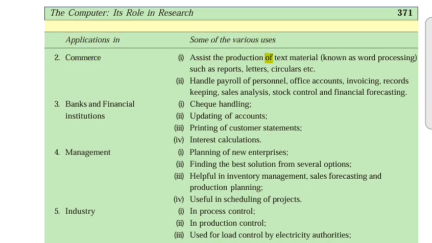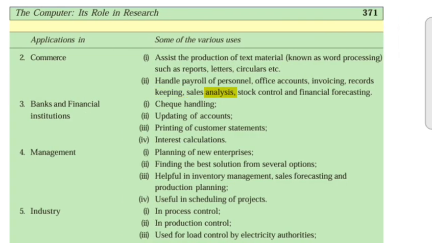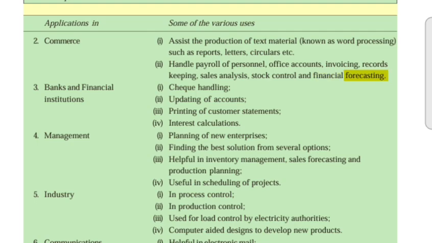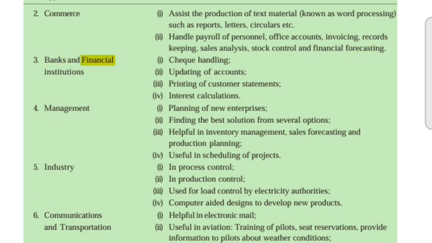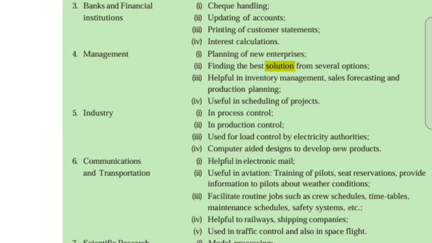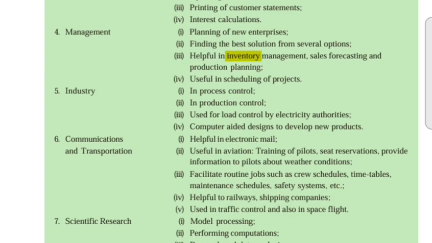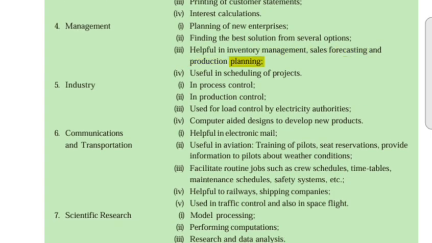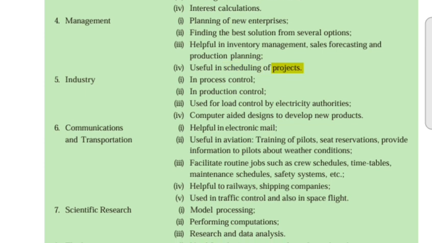2. Commerce. I. Assist the production of text material known as word processing, such as reports, letters, circulars, etc. II. Handle payroll of personnel, office accounts, invoicing, records keeping, sales analysis, stock control and financial forecasting. 3. Banks and financial institutions. I. Check handling. II. Updating of accounts. III. Printing of customer statements. IV. Interest calculations. 4. Management. I. Planning of new enterprises. II. Finding the best solution from several options. III. Helpful in inventory management, sales forecasting and production planning. IV. Useful in scheduling of projects.